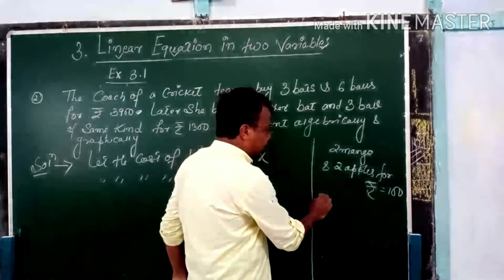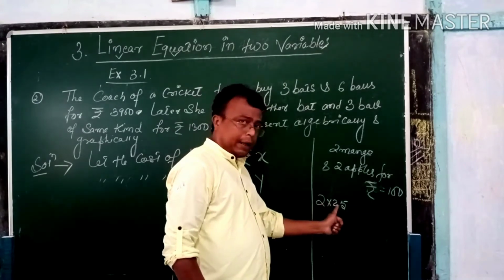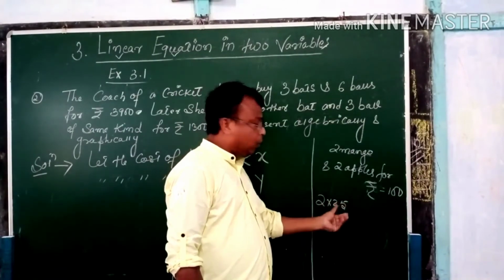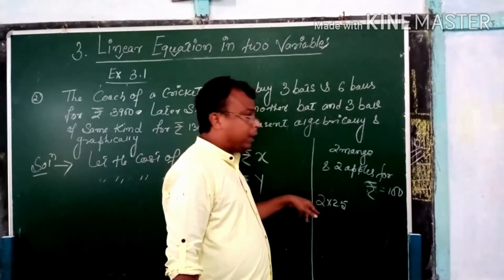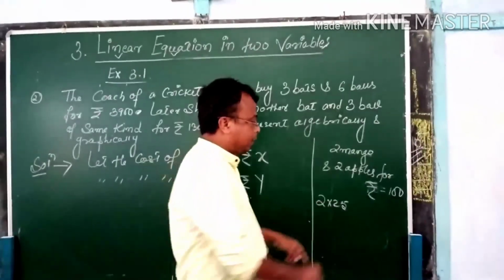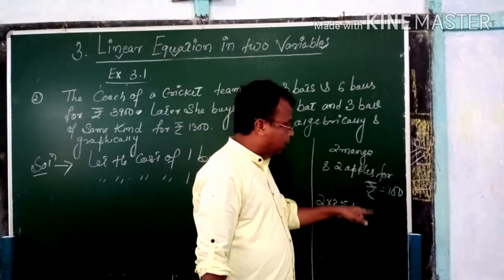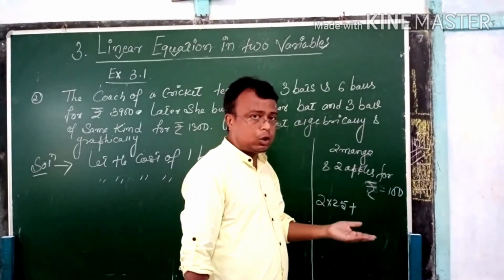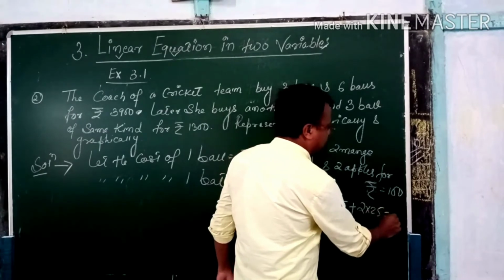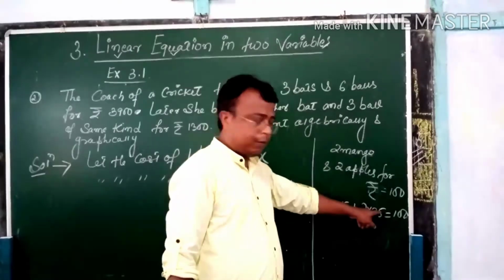So I will represent it like this: 2 into 25. The cost of 1 mango is 25 rupees, and I purchase 2 mangoes, so we write 2 into 25, plus, now again I suppose the cost of 1 apple is 25 rupees. So the cost of 2 apples is 2 into 25. So total how much? It is 100 or not? 2 into 25 is 50, then 2 into 25 is 50, 50 plus 50 is 100.